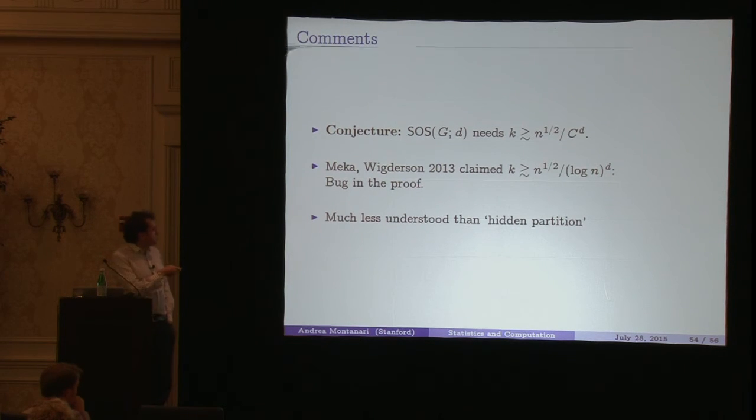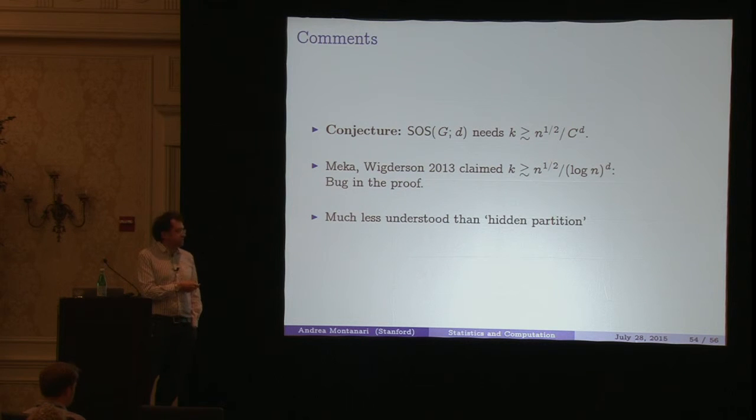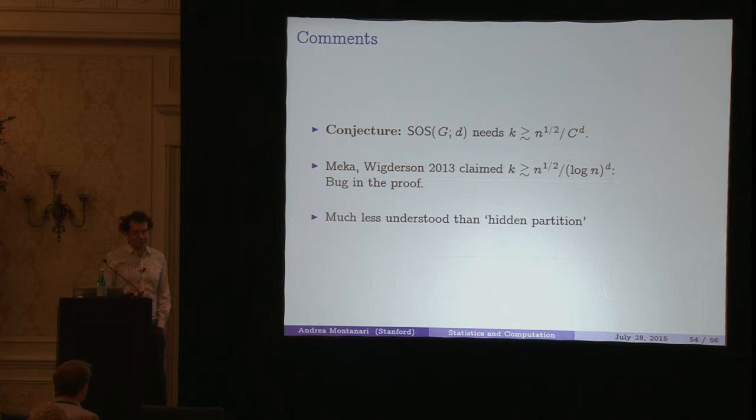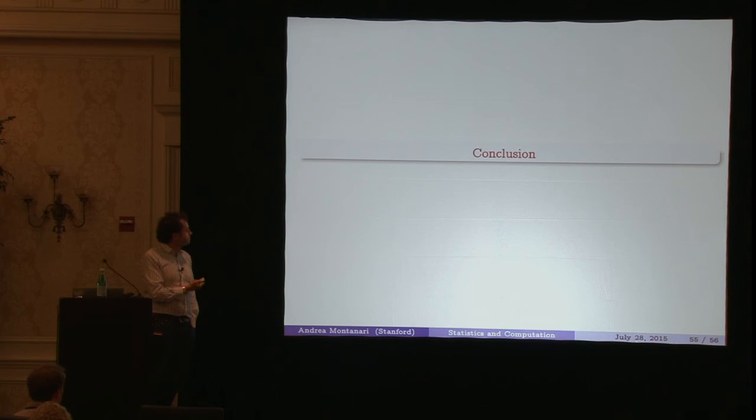And actually in 2013, Meka and Wigderson had a paper that claimed this result with a log factor suboptimality, but the proof was based on some matrix concentration inequality, and it had a bug. But this is a beautiful paper, and it is the paper that got me interested, despite the bug, in the whole story. And as you can see, this is much less understood than the hidden partition problem.